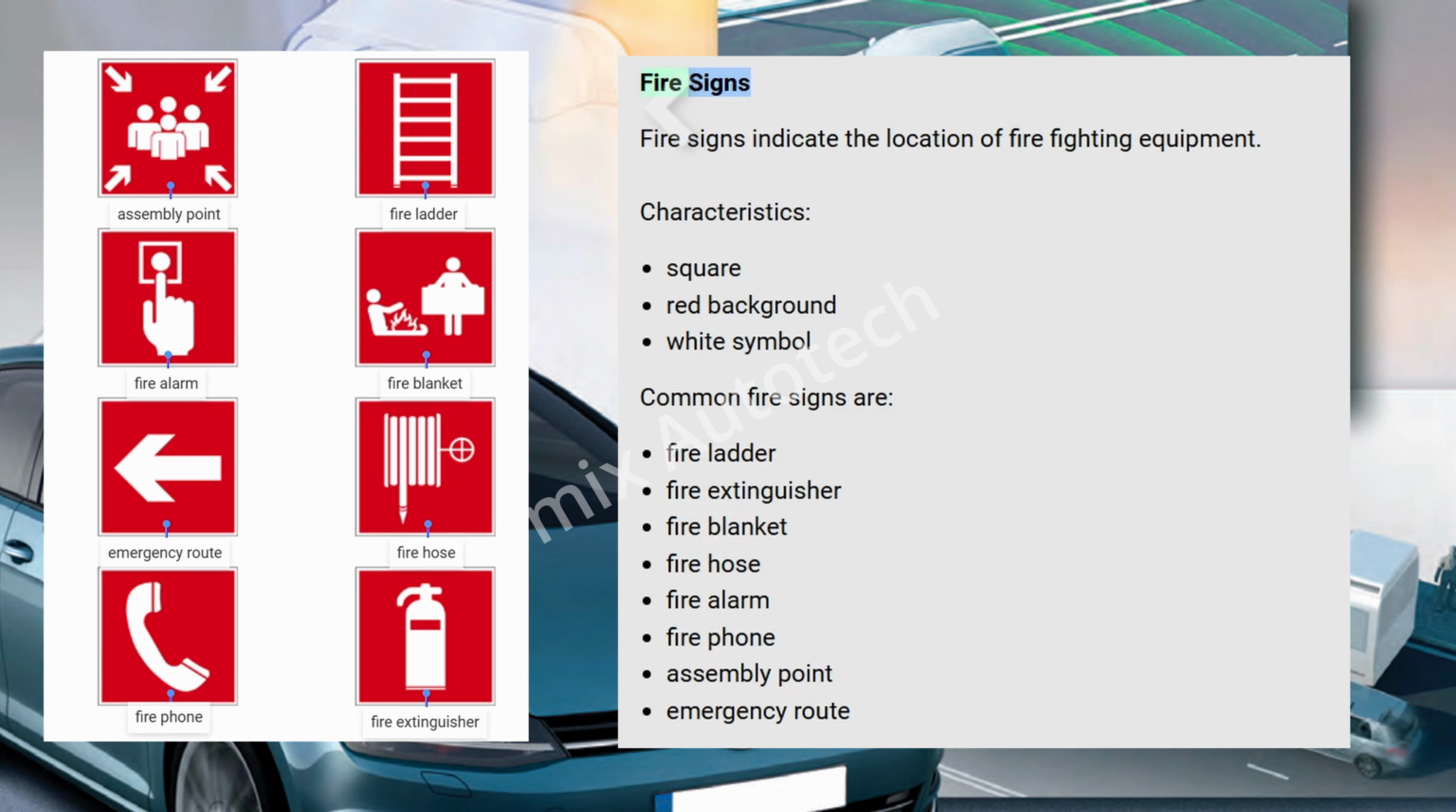Fire signs. Fire signs indicate the location of firefighting equipment. Characteristics. Square. Red background. White symbol. Common fire signs are. Fire ladder. Fire extinguisher. Fire blanket. Fire hose. Fire alarm. Fire phone. Assembly point. Emergency route.